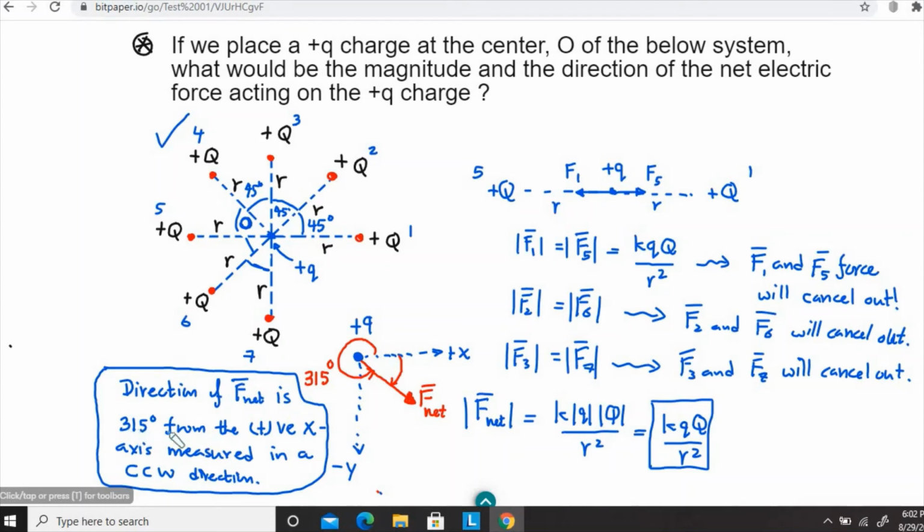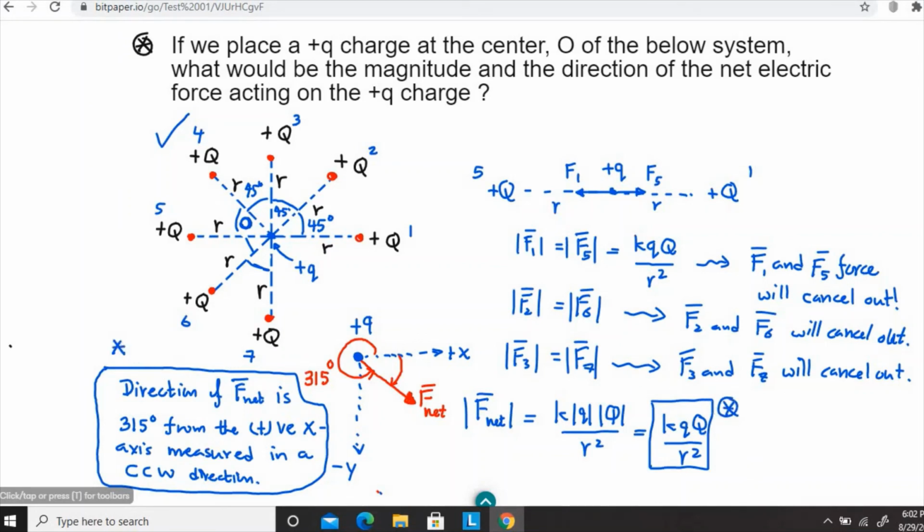Now, how do I know it's 315? Because you can see the repulsive force is along the line connecting this fourth charge and the charge at the center. So that goes in this direction, which makes 45 degree angle below the positive x-axis. So if I'm measuring in a counterclockwise direction, that's equal to 315 degrees. If I'm measuring it in a clockwise direction, then that's equal to 45 degrees. So this is how you do this problem.